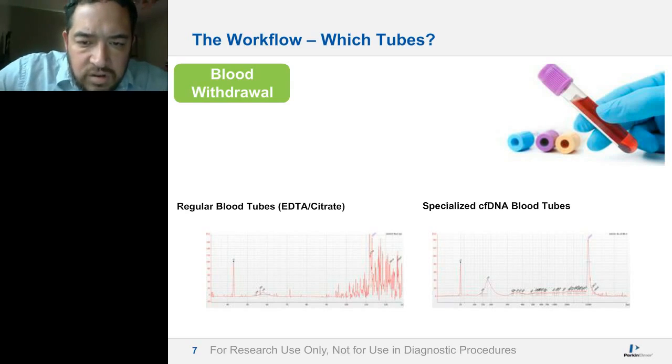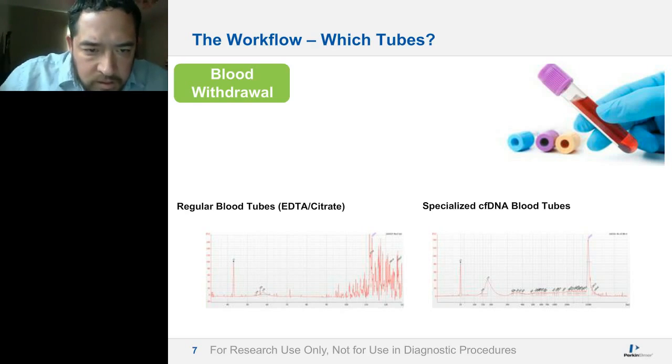If you look at the two comparative traces, the one on the left are regular blood tubes. So you could see at the left end, the low molecular weight marker. Let me just point this out. So right here you have your low molecular weight marker, whereas the peak of interest that we're looking at for circulating is right here, about 168 base pairs. What we see at the right end, though, is we see a lot of noise in the genomic DNA region.